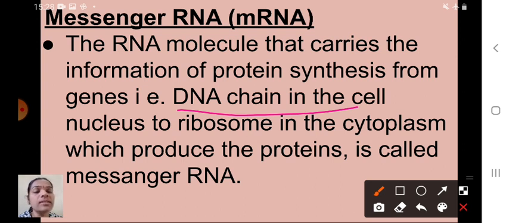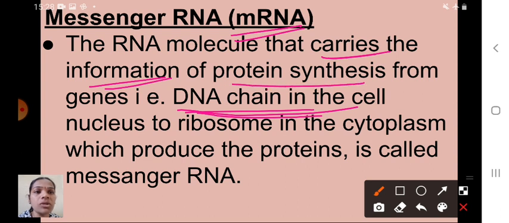So see here children, this mRNA will carry the information of protein synthesis from genes. Where is the gene present? Yes, the gene is present in the DNA. DNA is present in the chromosome. Chromosome is present in the nucleus. That's why this point is here: the information of protein synthesis from genes, that means the DNA chain in the cell that is present in the nucleus, to the ribosome in the cytoplasm.